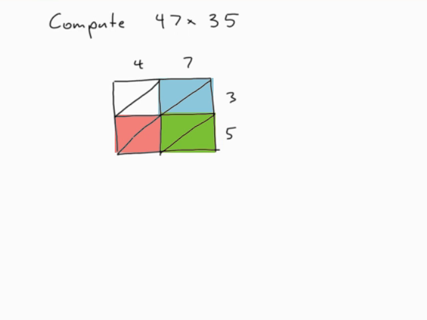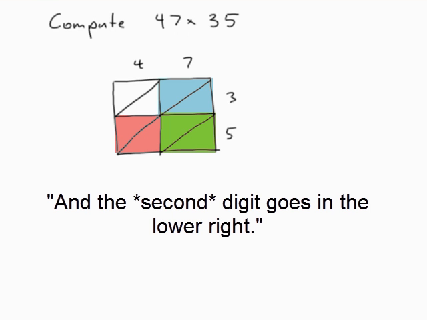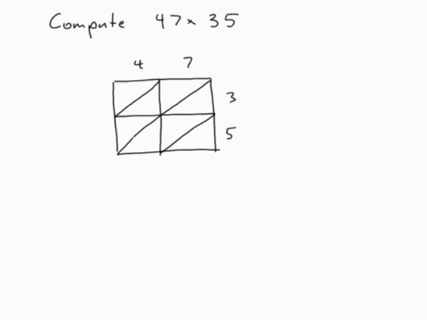As we perform each calculation, we will write the result as a two-digit number where the first digit goes in the top left and the bottom digit goes in the lower right. So 4 times 3 is 12. 7 times 3 is 21. 4 times 5 is 20. And 7 times 5 is 35. If one of these calculations happened to result in a one-digit number, we would use 0 as the first digit. So for example, if we had 2 times 4, we would write 0, 8.